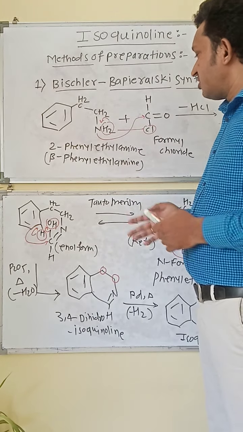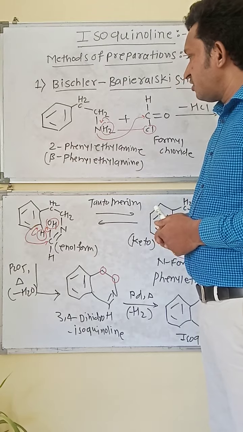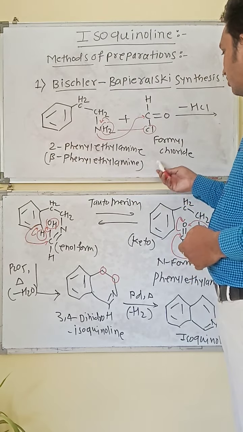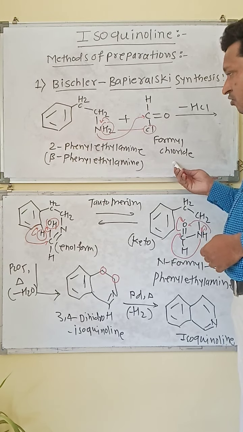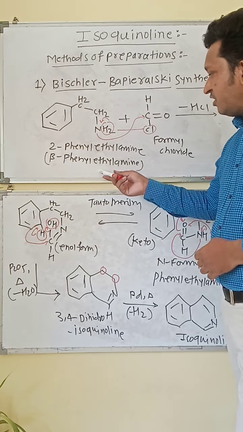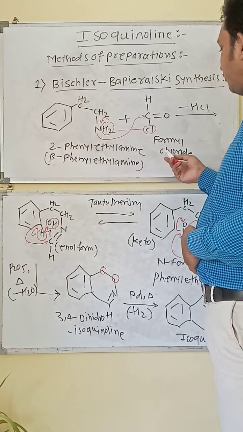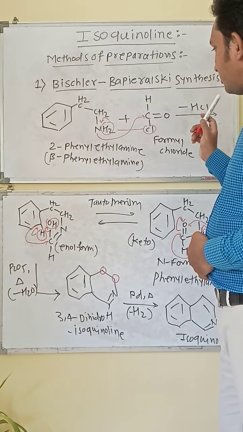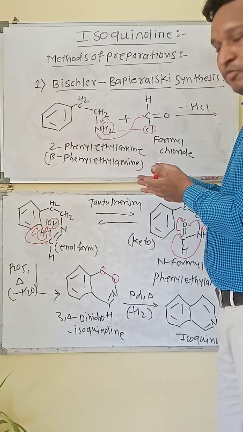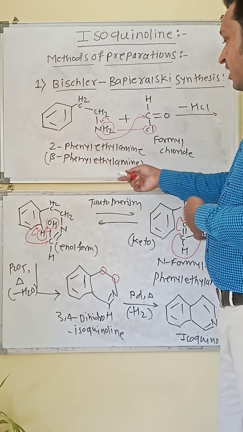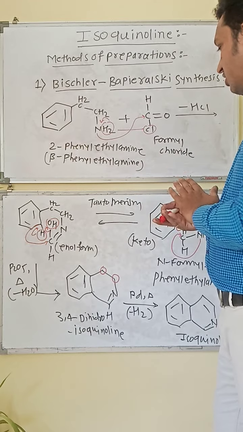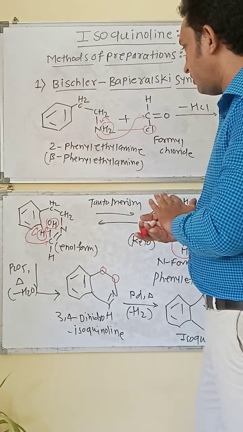In this synthesis, there is a reaction between beta phenylethylamine and formyl chloride. First of all, there is a removal of HCl, so that a condensation between this beta phenylethylamine and formyl chloride takes place after the removal of the HCl. This will be step number 1.